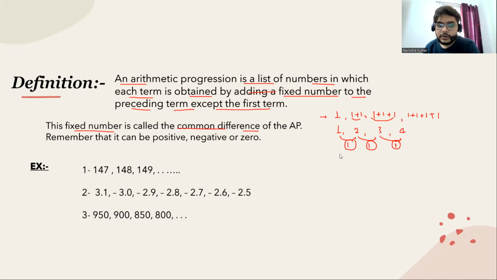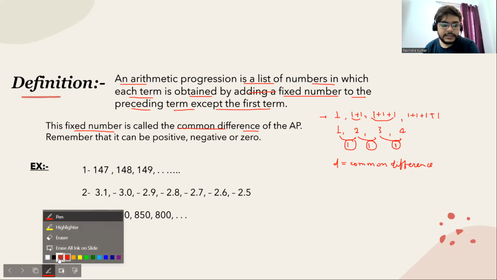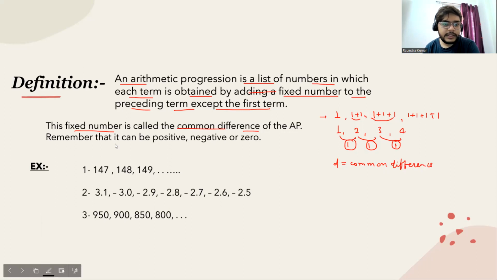Always remember common difference is denoted by D. The next thing, remember that it can be positive, negative, or zero. Yes, it may be positive, negative, or zero. How will it be? Let's look at example number 1.